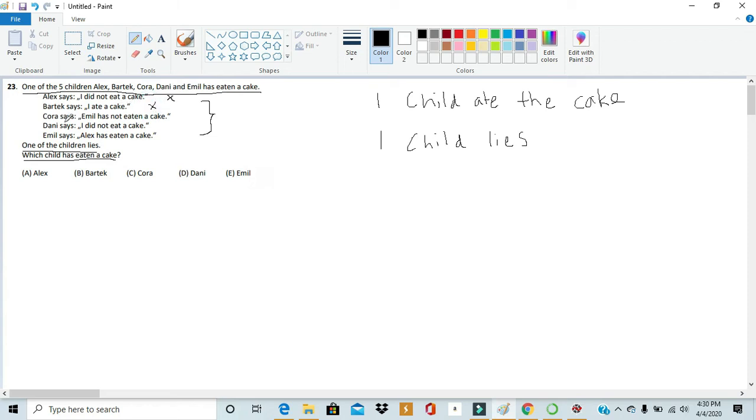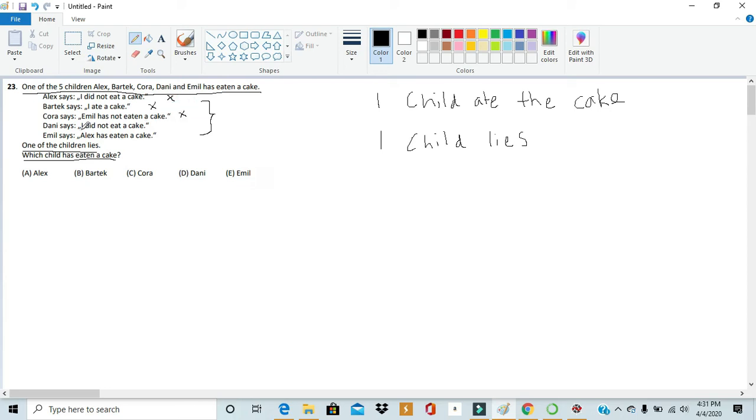Next, if Cora is the liar, Cora says that Emil has not eaten the cake. So, if Cora is lying, that means Emil has eaten the cake. Once again, we reach a similar issue with Bartek. But that would mean Emil is also saying the truth, that Alex ate the cake. Alex and Emil cannot both eat the cake because only one child ate the cake. Thus, Cora cannot be the liar.